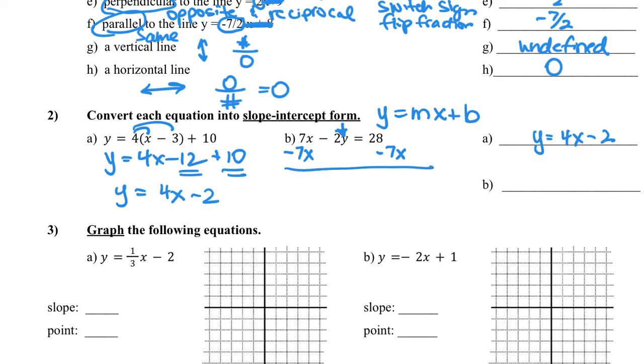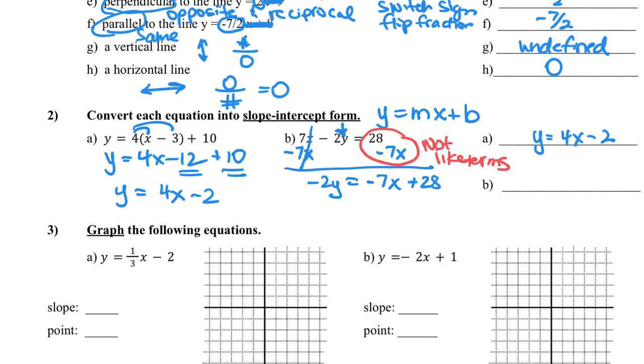Now, looking right here, these are not like terms. I cannot combine them. So I'm just going to write them side by side. So this is going to be, I like to put the x first, so negative 7x, because that sign sticks with the coefficient. And then 28 is positive, so it's going to be plus 28. This canceled on the left, and I'm left with my negative 2y.